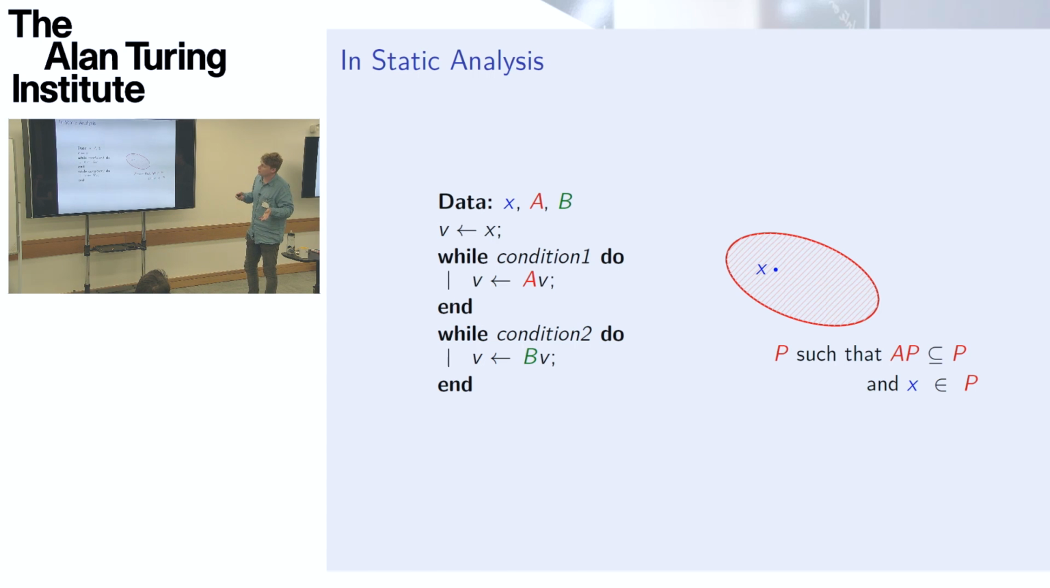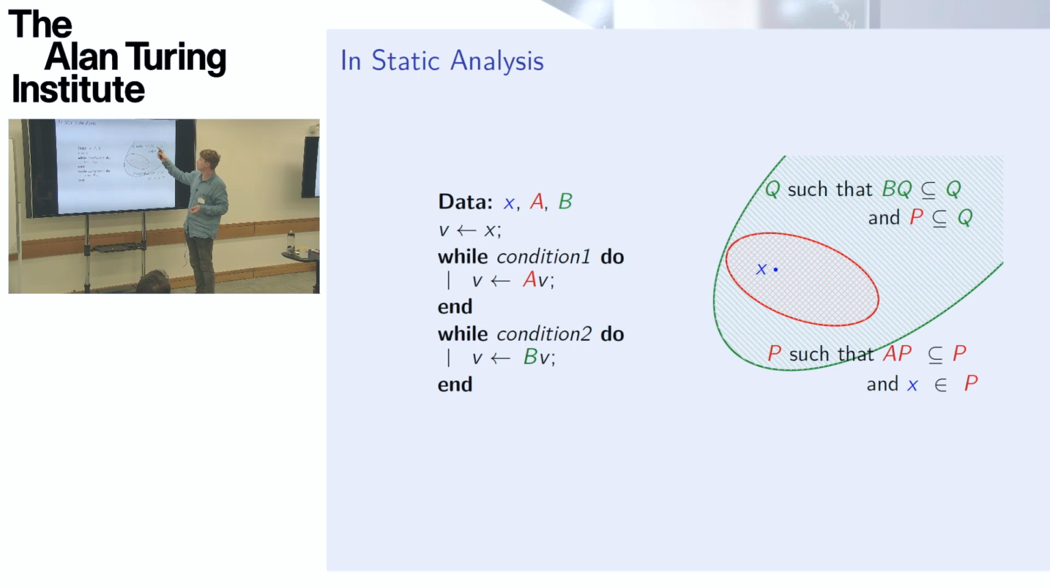But then if I add another while loop with a matrix B, and say I can synthesize an invariant, a green invariant that contains this one, then I know that whatever happens, if I can perform these two while loops in sequence, I'll be somewhere in the green location.